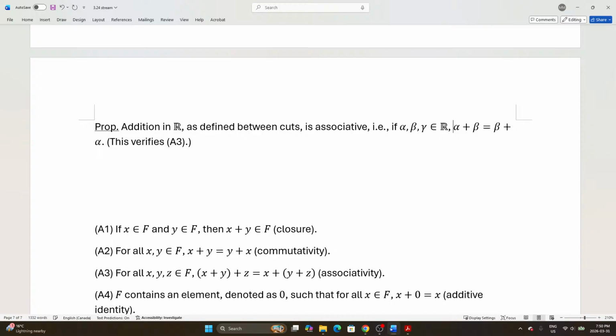are in R, we have alpha plus beta together, and then plus gamma is the same as alpha plus the quantity beta plus gamma. Right.